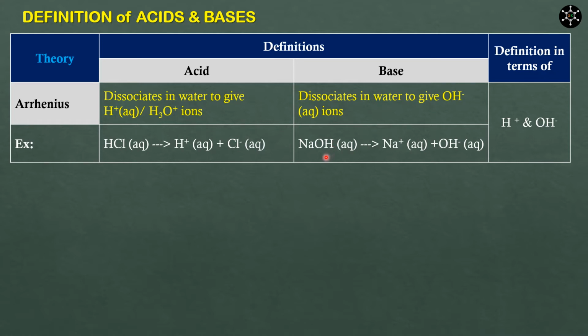Example, when sodium hydroxide is put into water, it splits to give Na+ ions and OH- ions. As a whole, we can tell Arrhenius theory gives the definition of acids and bases in terms of H+ and OH- ions respectively.